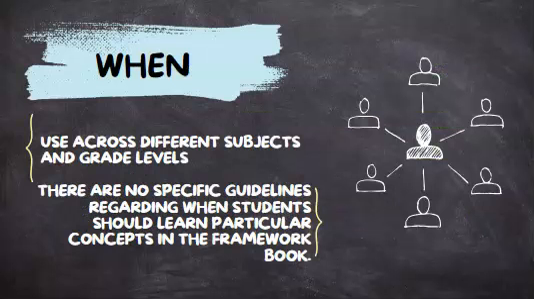These concepts are supposed to be used right away, even with the kindergarten kids, all the way through high school. In the framework book, there are no specific guidelines on when a student should learn a particular concept versus another. However, in the performance expectations written in both the New York State Science Learning Standards and the Next Generation Science Standards, the cross-cutting concepts are there.